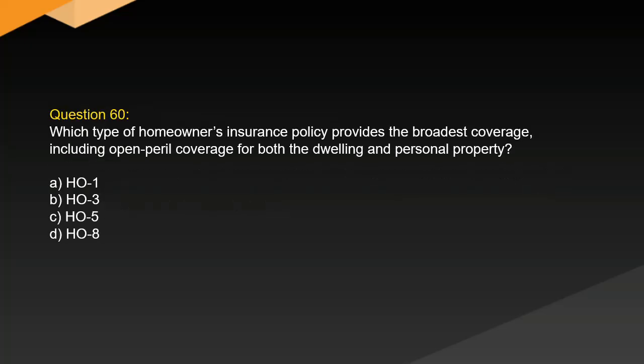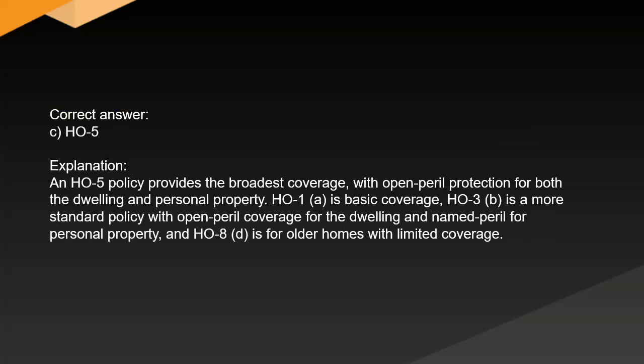Question 60. Which type of homeowner's insurance policy provides the broadest coverage, including open peril coverage for both the dwelling and personal property? A. HO-1. B. HO-3. C. HO-5. D. HO-8. Correct answer: C. HO-5.